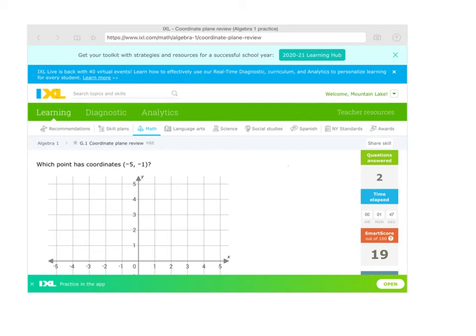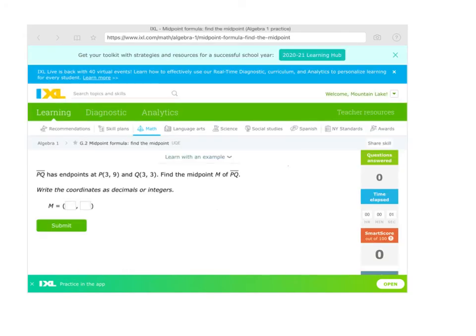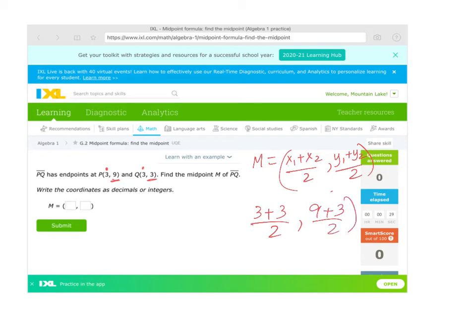Okay, let's try a different exercise. Midpoint formula. So what is our midpoint formula? Midpoint formula is take the average of the x's, take the average of the y's. So this was the formula I stated: x1 plus x2 divided by 2, y1 plus y2 divided by 2. So these are our x's. So x1 plus x2 will be 3 plus 3 divided by 2. And our y's are here. 9 plus 3 divided by 2.